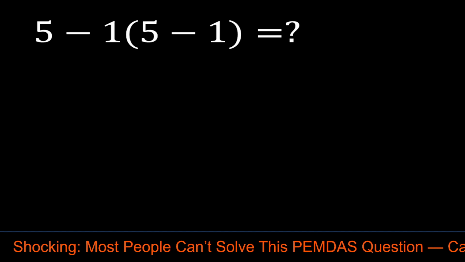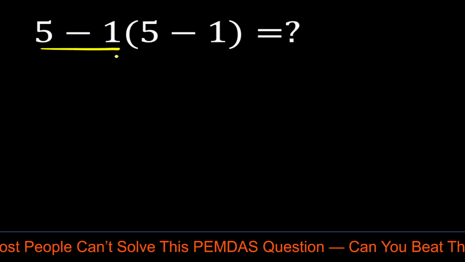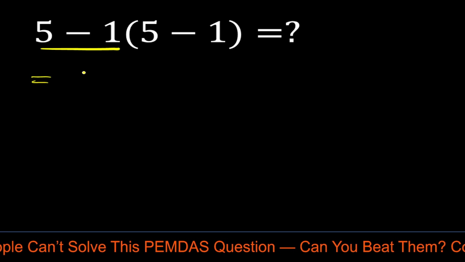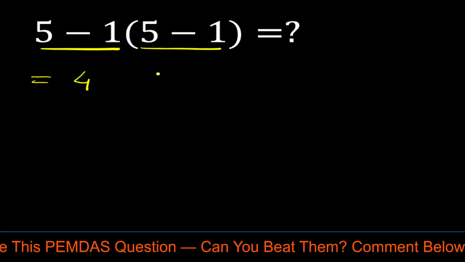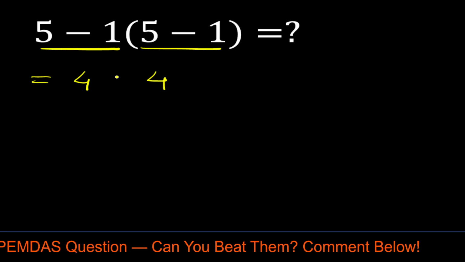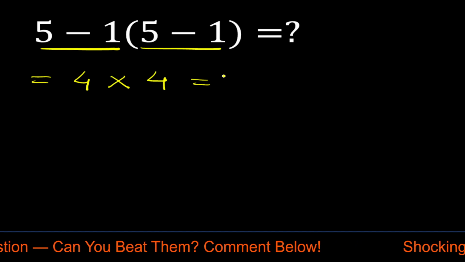So most people solve this question like 5 minus 1. So 5 minus 1 is equal to 4, right? Then again 5 minus 1. So 5 minus 1 is equal to also 4. Now 4 times 4. So 4 times 4 is equal to 16, right?